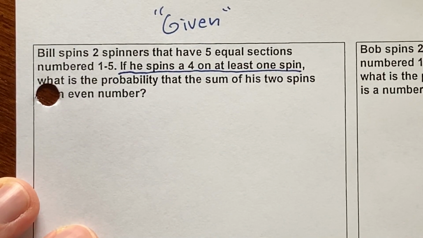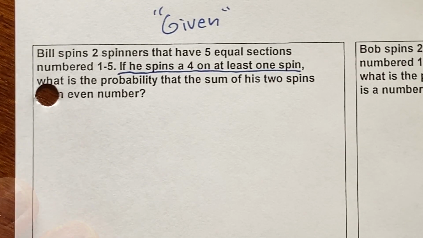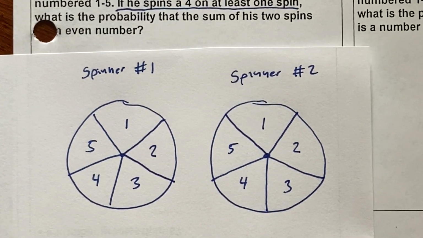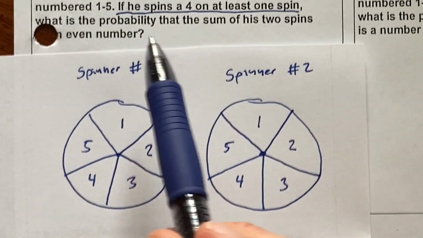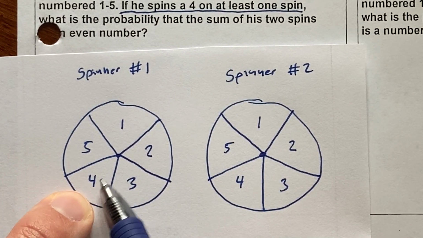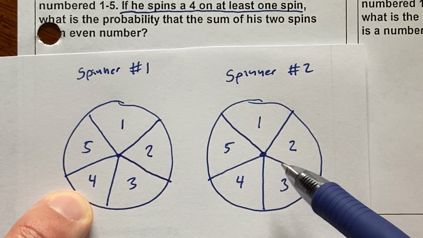Given that he spun a 4 on at least one of those spins, I'm only going to look at the ones where they got a 4 in it. So let's look at a picture. I drew it pretty bad picture right here. But given that one of them is a 4, so let's say that this one's a 4 right here. Given that that's a 4, what are all my other options for this one?